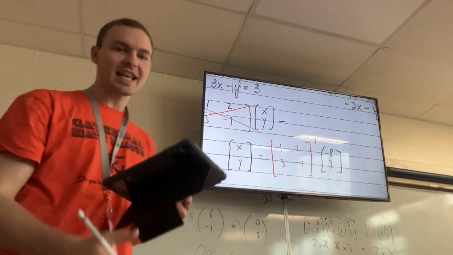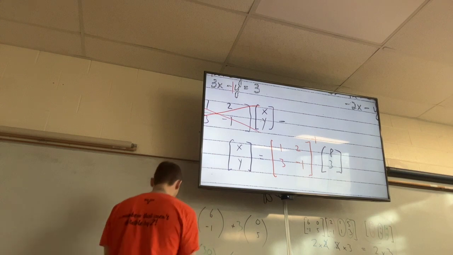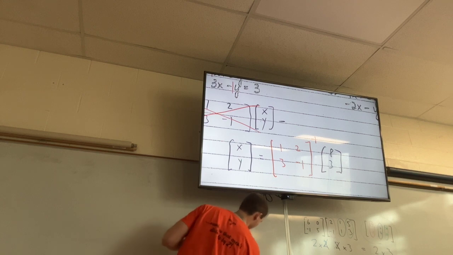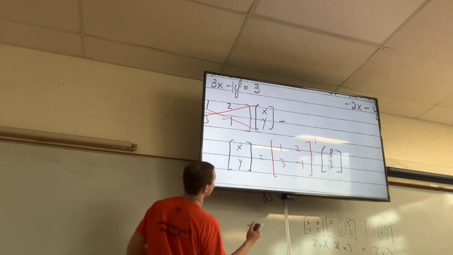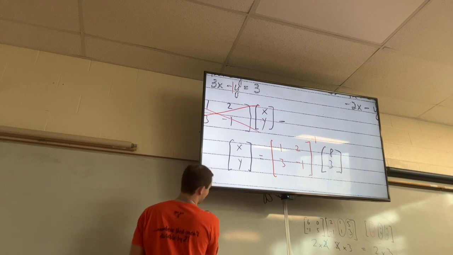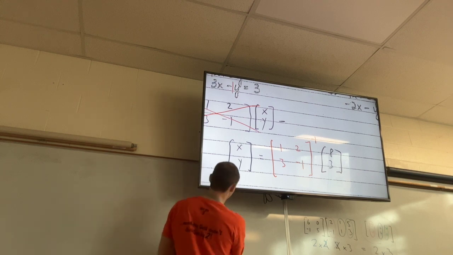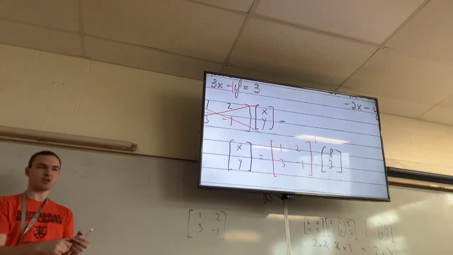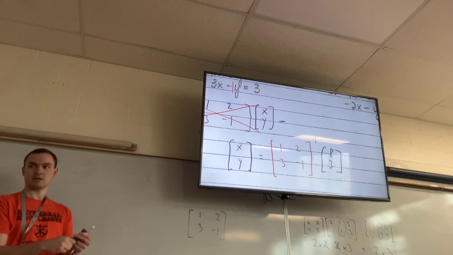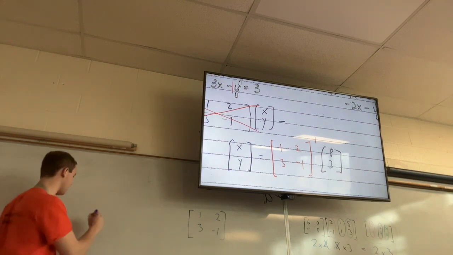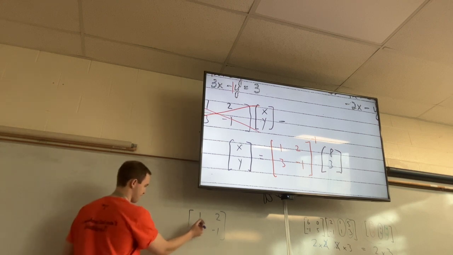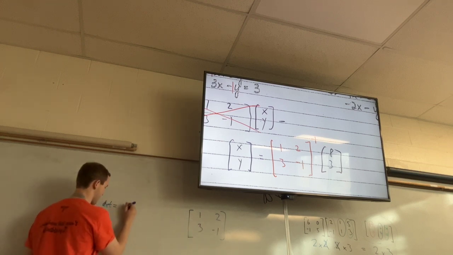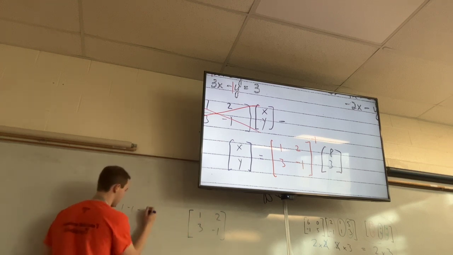All right. So we just got to calculate that inverse real quick. I'm going to do it on the board real quick, if that's all right. So we have this matrix here. We want to find its inverse. So what do I need to do that? Yeah, I need to find the determinant. What's the determinant of that going to be? It's going to be 1 times -1 minus 3 times 2.